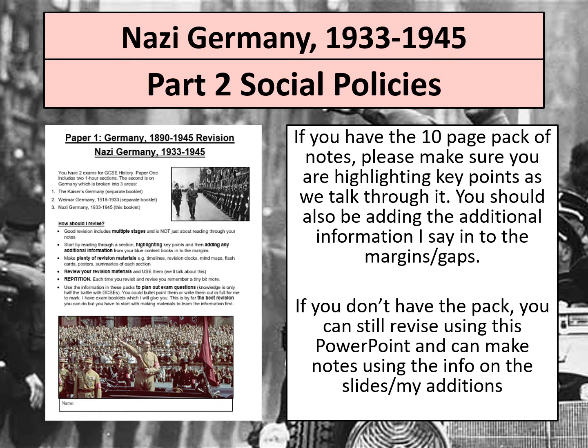This one's going to be all about part 2, looking at the social policies and the impact that they had on German citizens. We're going to be looking at what it was like for workers, for women, young people, Jewish people, and people that didn't fit into the Nazi ideal society, for instance, people that were disabled as well.